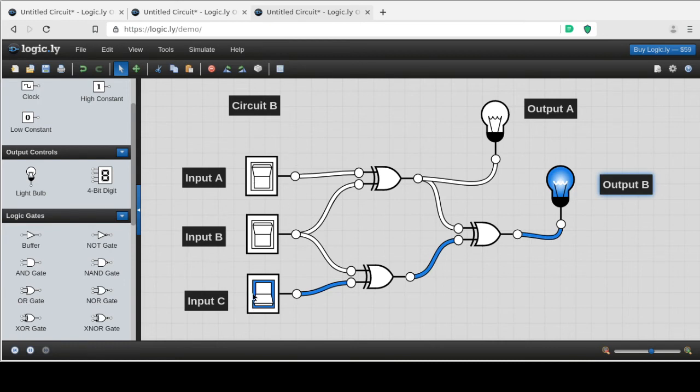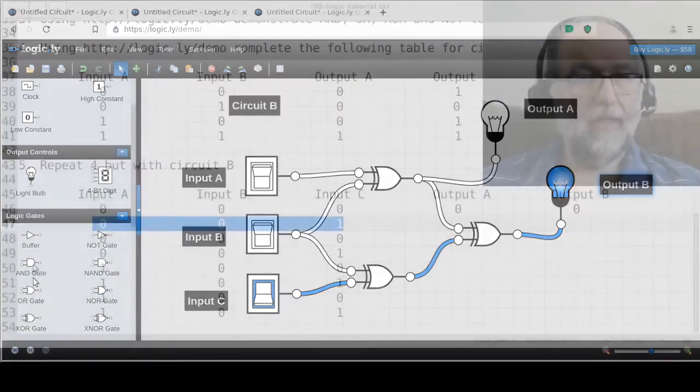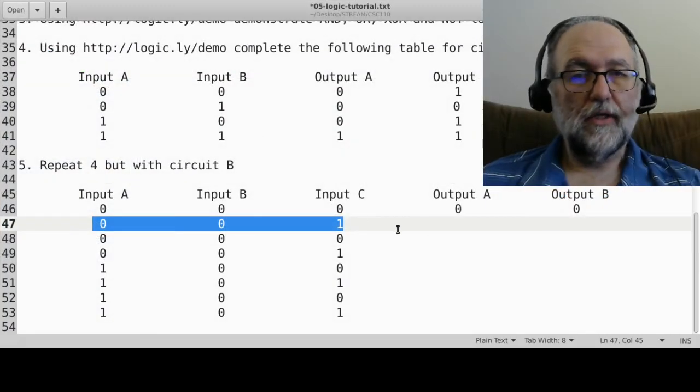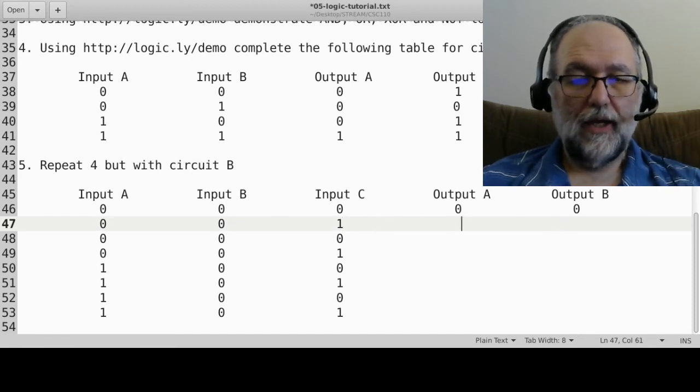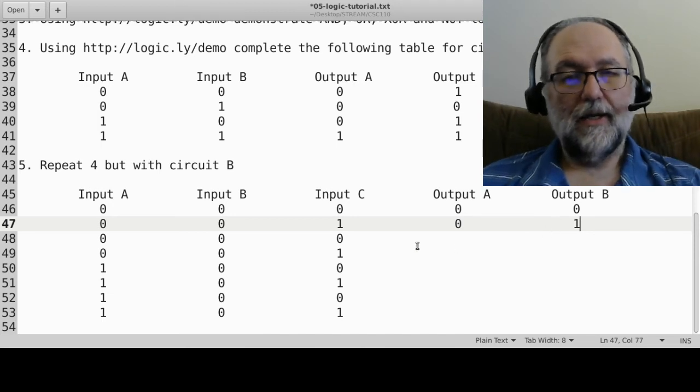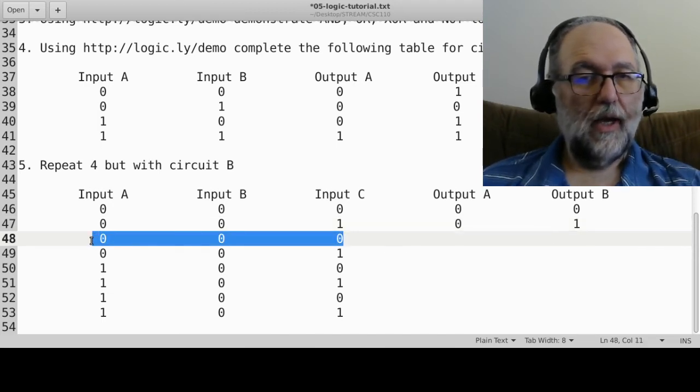Off, off, on. All right, and now if you take a look at the answer, which are the light bulbs, A is off and B is on. Okay, so just remember that A is off, B is on. So if you go over here, you're going to say, okay, what is A doing? A is off and B is on. All right, let's do the next one.